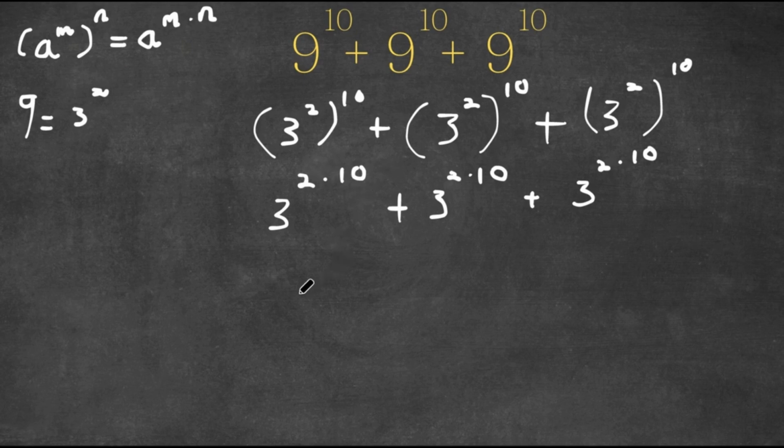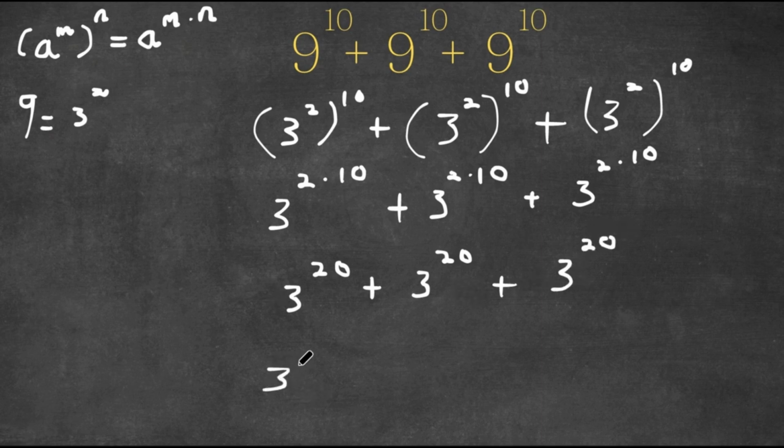Now 2 times 10 is 20. So we have 3 to the power of 20 plus 3 to the power of 20 plus 3 to the power of 20. And now if we factor out 3 to the power of 20 from this, we get 3 to the power of 20 times 3 to the power of 20 divided by 3 to the power of 20 is 1. And same goes for the other two. So now we have 3 to the power of 20 times 1 plus 1 plus 1, and 1 plus 1 plus 1 is 3. So now we have 3 to the power of 20 times 3.